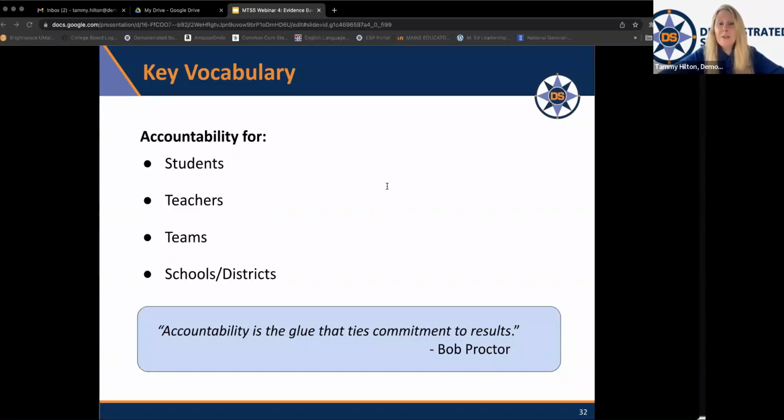Are we looking at longitudinal data? Are we looking at historical data? Are we doing perception surveys? Things like that. And then the quote here is from Bob Proctor.